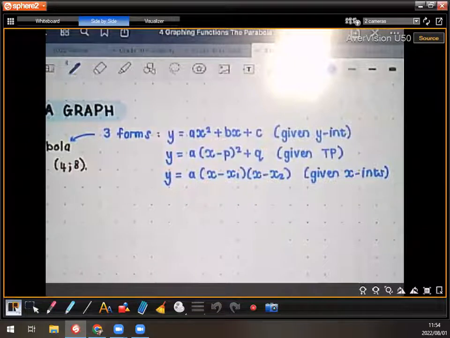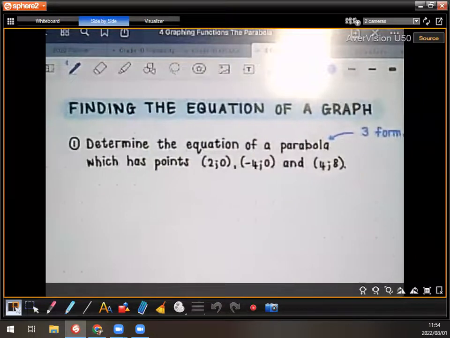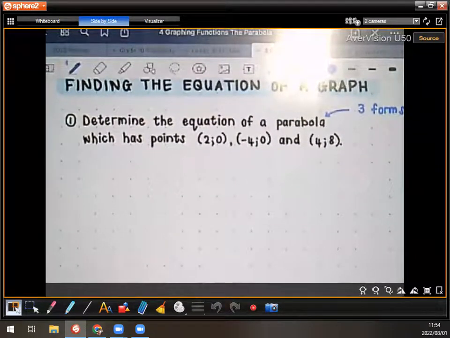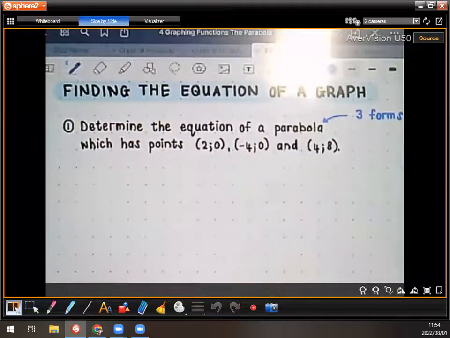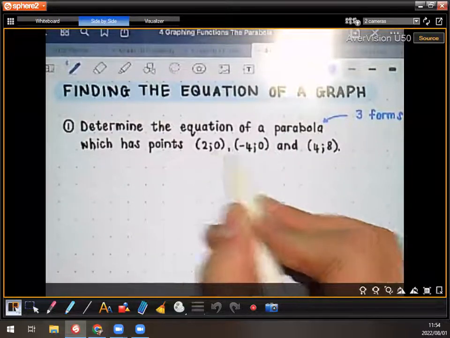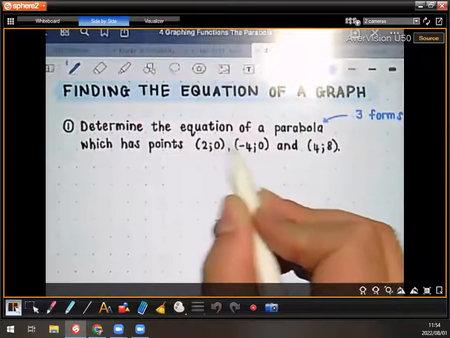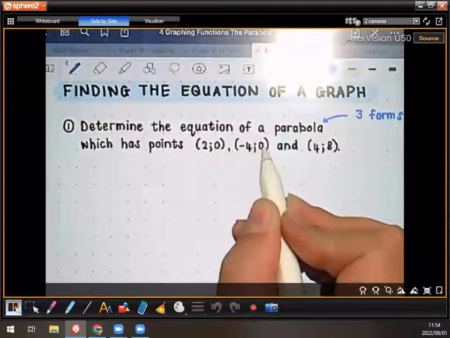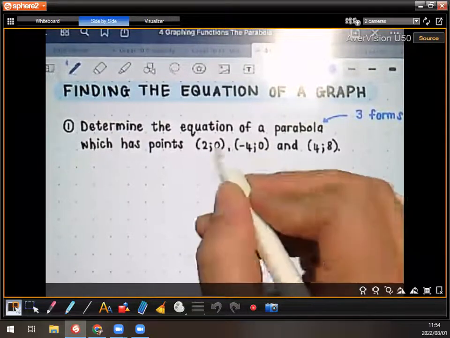Okay, now if we look at the information that they gave us, how many points did they give us? 3 points. Did they tell us which types of points these are? Did they say y-intercept, x-intercept, turning point? No. So we're going to have to look at these points and decide what types of points these are. Look at these first 2 points. Do we see that they both have a y value of 0? These are x-intercepts. Good. All right.